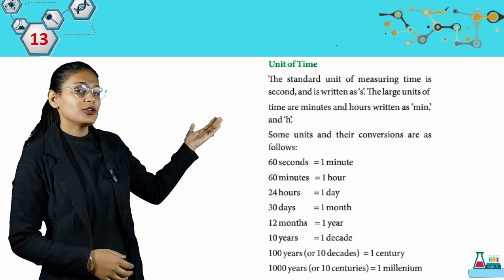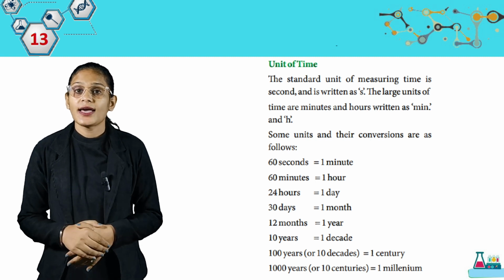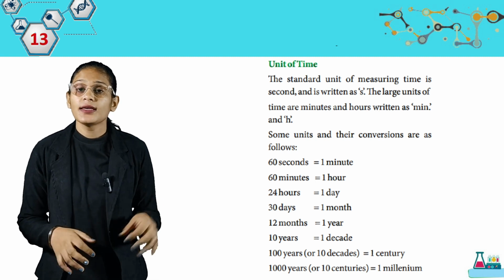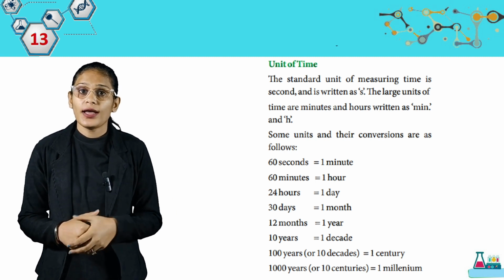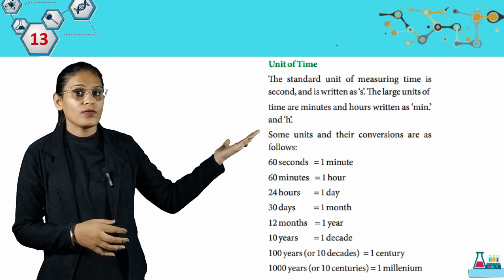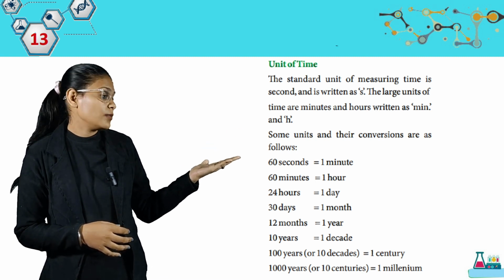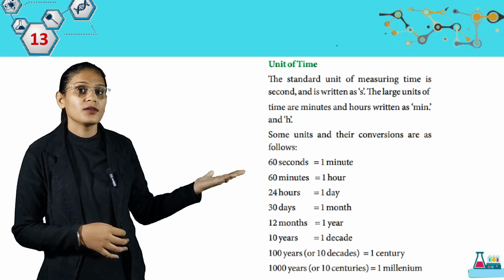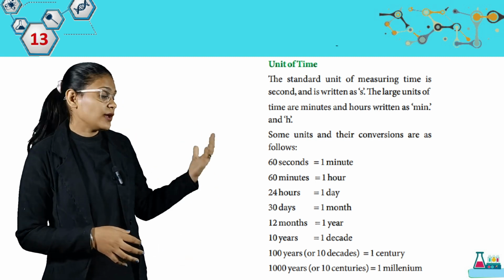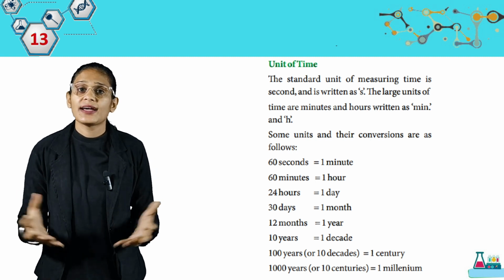Here we have units of time. The standard unit of measuring time is the second, written as small s. The larger units of time are minutes and hours, written as min and small h. Some units and their conversions are as follows. 60 seconds is 1 minute, 60 minutes is 1 hour, 24 hours is 1 day, 30 days is 1 month, 12 months is 1 year, 10 years is 1 decade, 100 years or 10 decades is equal to 1 century. 1000 years or 10 centuries is equal to 1 millennium. So students, these are some conversions.